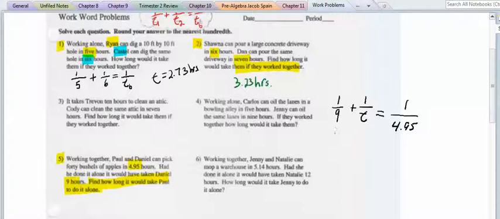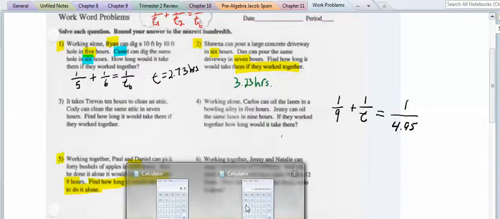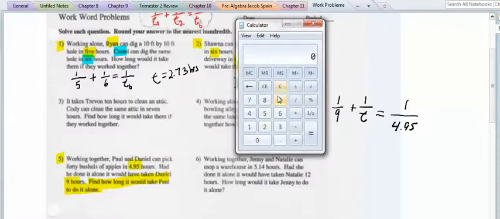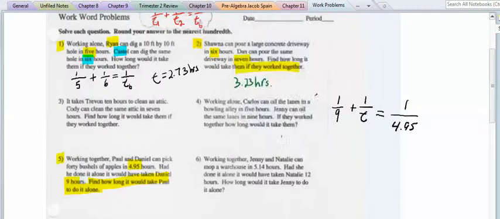Again, we want to find a common denominator. Easiest way is to multiply the denominators. So again, I'm going to use my calculator, and I'm going to say 9 times 4.95 is equal to 44.55. So 44.55 T and 44.55 T.